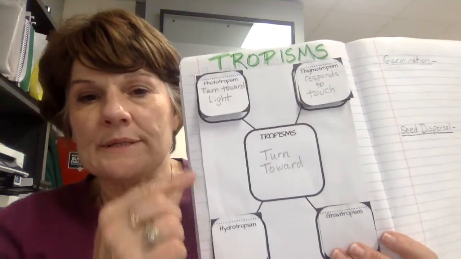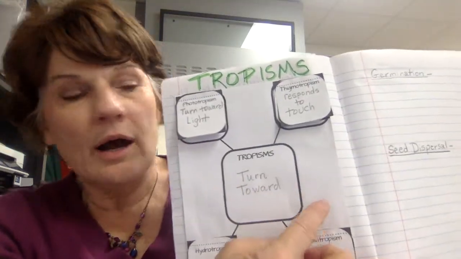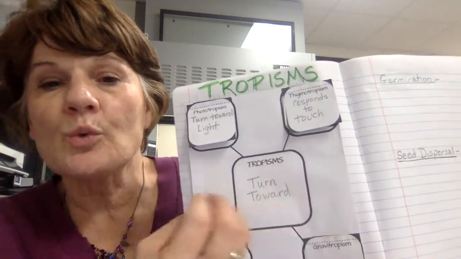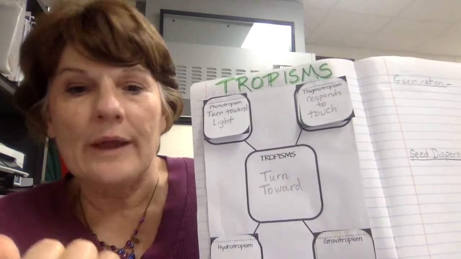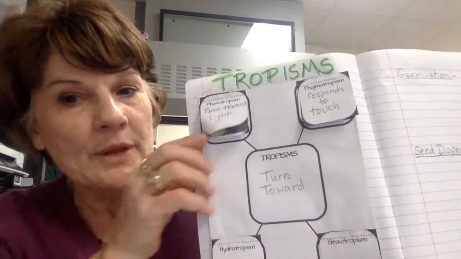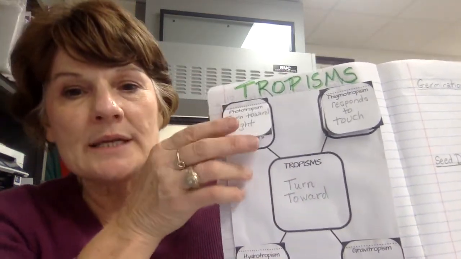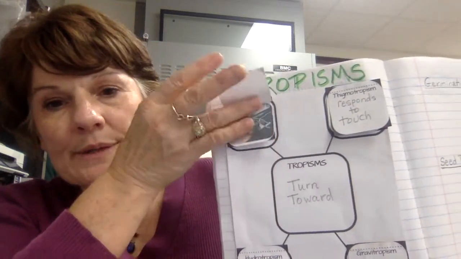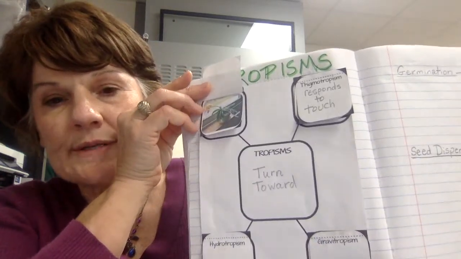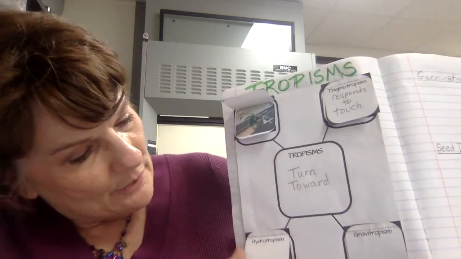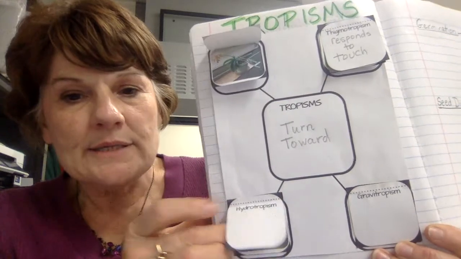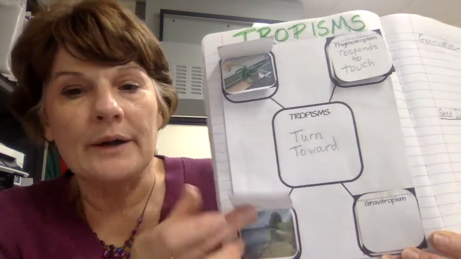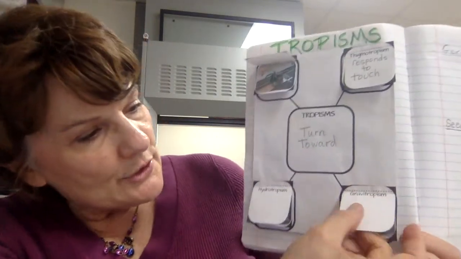Then we had tropisms. This is how our plants turn towards something or move towards something. That's called a positive tropism. If it moves away from something, that's a negative tropism. So moving toward light, that is a positive tropism, and it leans toward the window. Then we had hydrotropism. Hydro reminds us of water. And so you need to write there, moving toward water. And you had a picture of some water there.